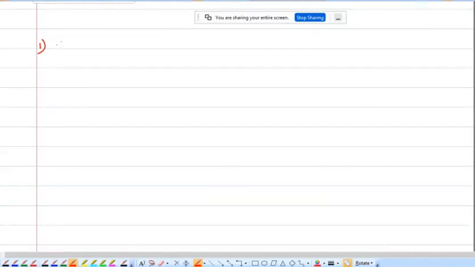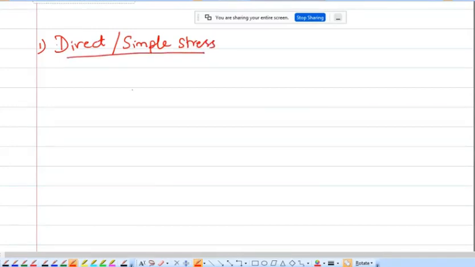First, we shall see what is a direct or simple stress. Simple stress is called a direct stress because it develops under direct loading conditions.